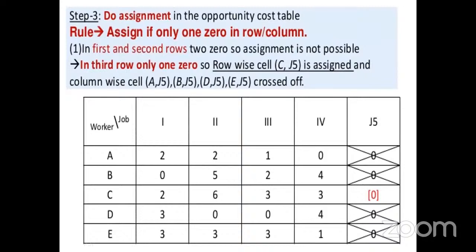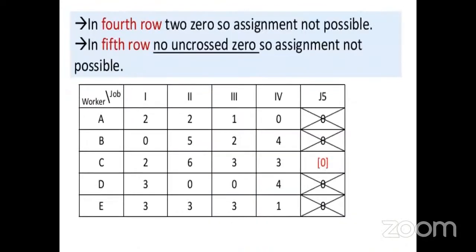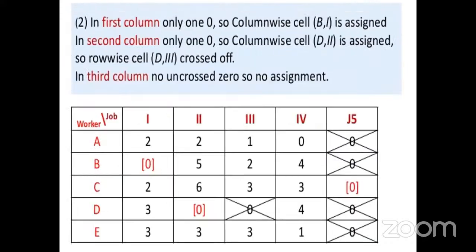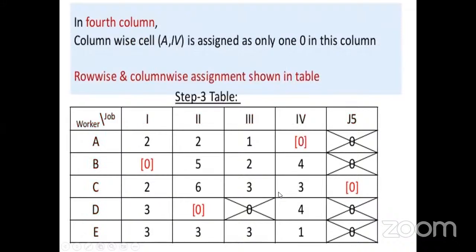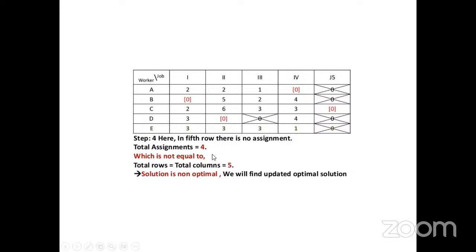So this is the first allocation. Then, as no uncrossed zero remains, we need to go through the second. Allocation is made in this way. So how many zeros are assigned? 1, 2, 3, 4, but we should get 5 because there are 5 workers and 5 jobs. So 5 allocations we should get. Here in the fifth row, there is no assignment. So total assignments are 4, which is not equal to the total rows and columns, that is 5. So the solution is not optimal.